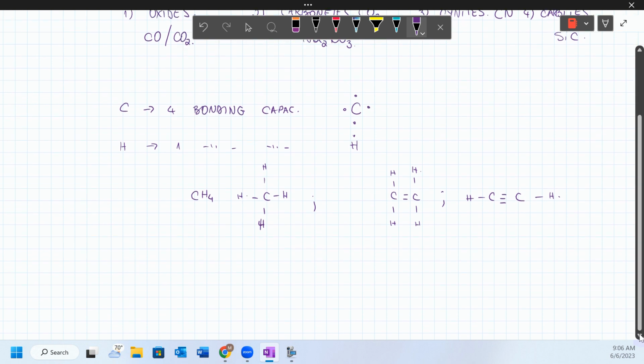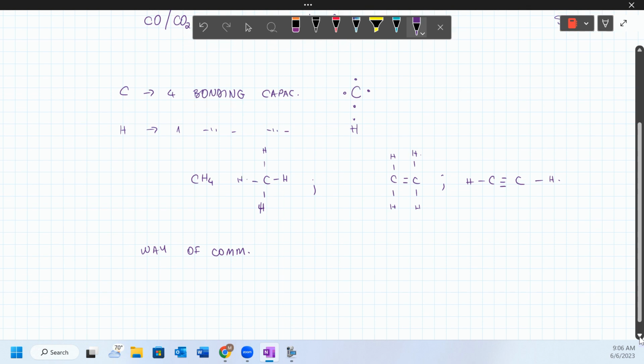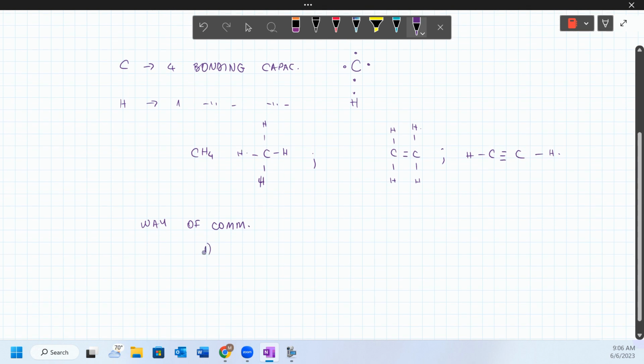And then we talked about the ways of communicating in organic chemistry. The first one is the molecular formula. When we write the molecular form of the compound, let's say butane.